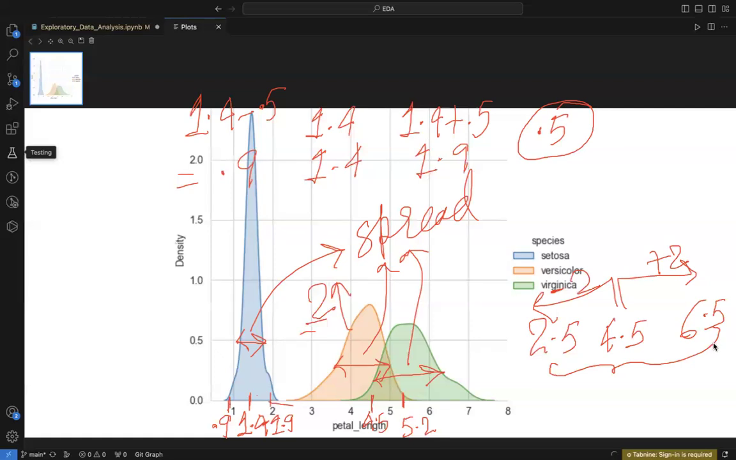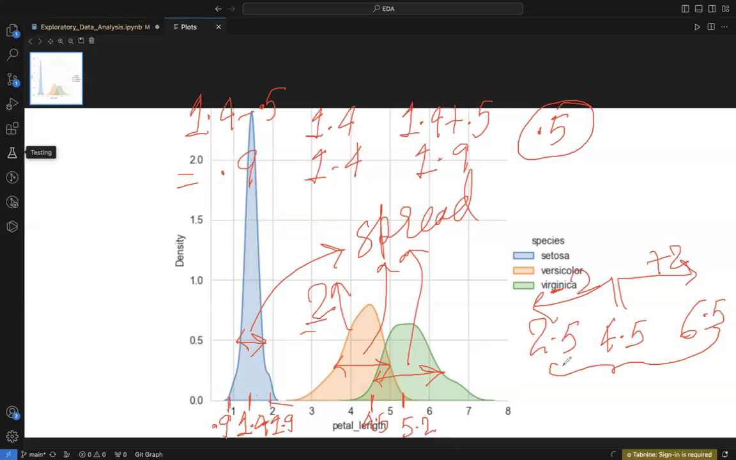One important thing is, this doesn't mean that there are no points outside this 6.5. It is just a measure of how widely spread your distributions are, that is, how widely spread most of your points are. There may be some points which lie beyond 6.5 and some which lie before 2.5. But most of my distribution lies in this range.